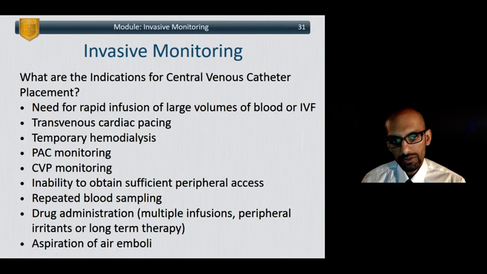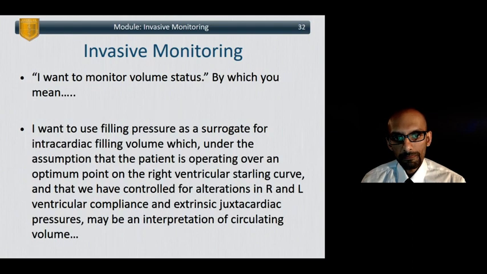Again, I'm going to review the principles of how you use CVP or pulmonary capillary wedge pressure waveform as a surrogate for volume status. Okay, you're using filling pressures as a surrogate for filling volume, because what you're really trying to measure is volume, but you don't have a volume monitor, you have a pressure monitor. So you're already one degree removed from your ability to assess volume by using a different measurement, pressure, instead of volume. Okay, and you're under the assumption that the patient is operating over an optimum point on their ventricular Starling curve. You actually don't know where this patient is on their Starling curve.